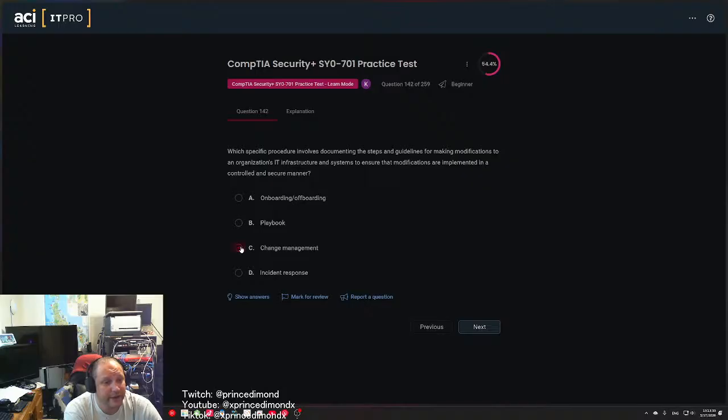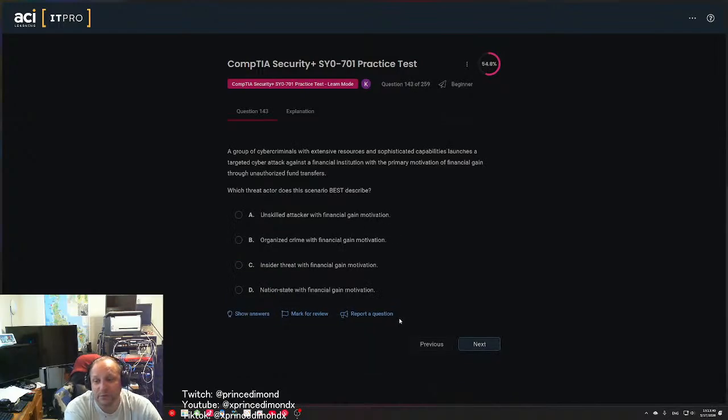So that's going to be change management. None of these other things really make sense in that concept, so that's going to be it. Sorry, there wasn't really much to explain on that one.